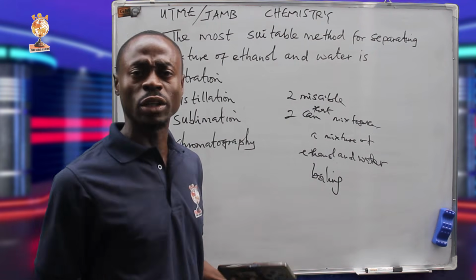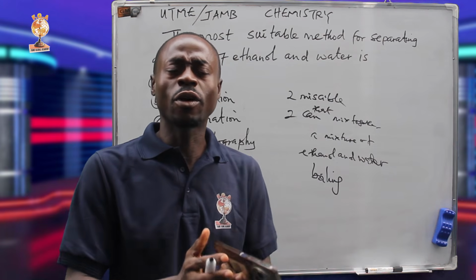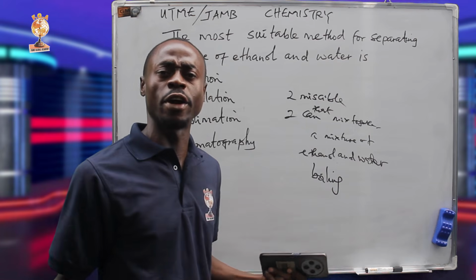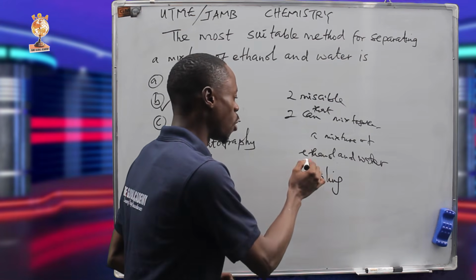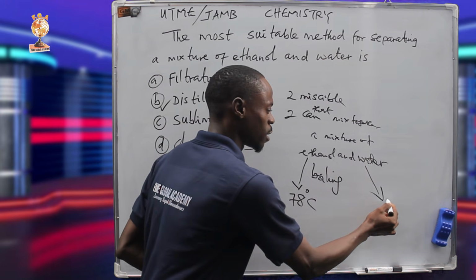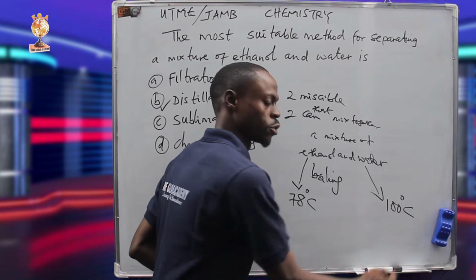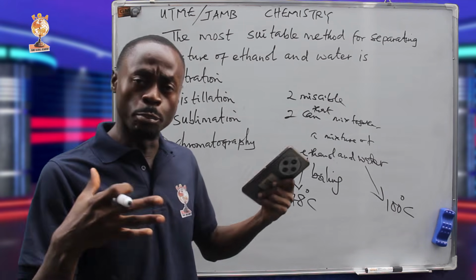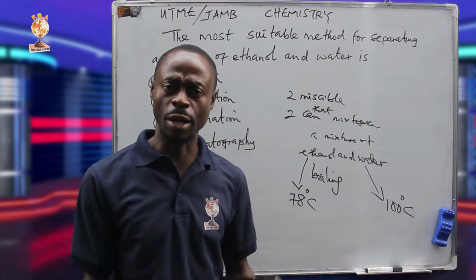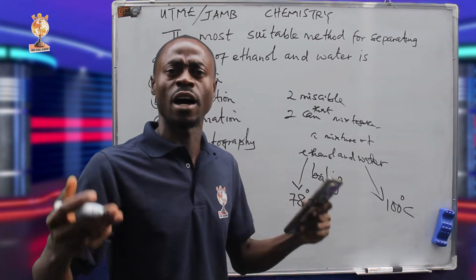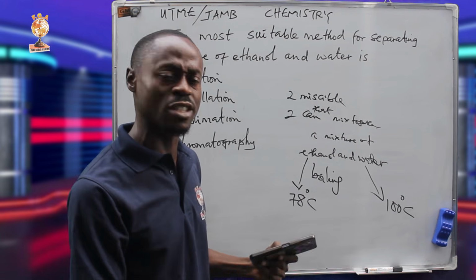When you mix ethanol and water, both of them will mix. And you can actually separate them because they have a wide difference in boiling point. Ethanol boils at 78 degrees Celsius, while water boils at 100 degrees Celsius. So if you have a mixture involving both of them, you can actually separate them based on a wide difference in their boiling point. So how is this achieved?